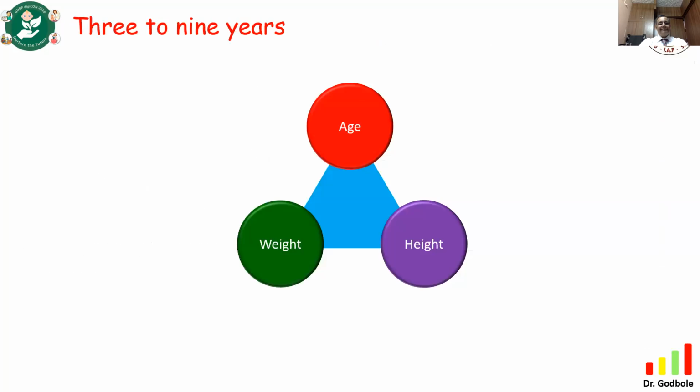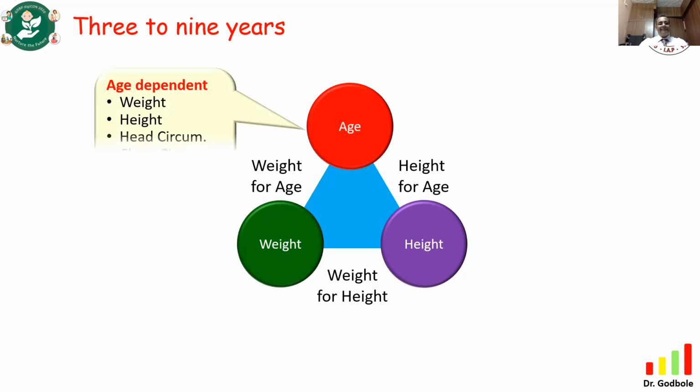Then IAP says for the next 3 to 9 years, you have to look at this triangle: the weight for age, height for age, and most importantly, weight for height. Why? Because weight for age, height for age, and all these are age dependent, they're changing.